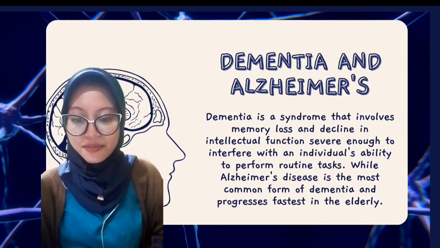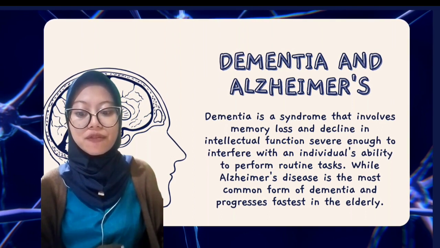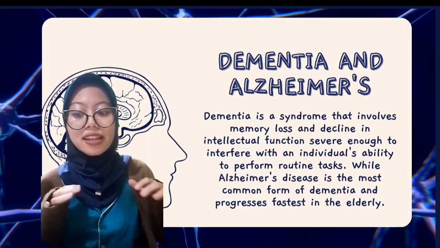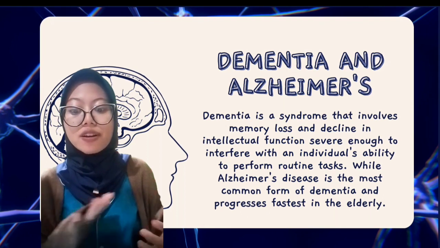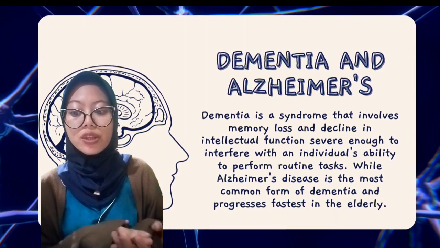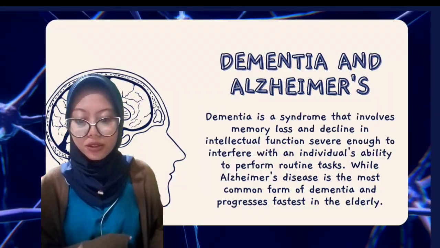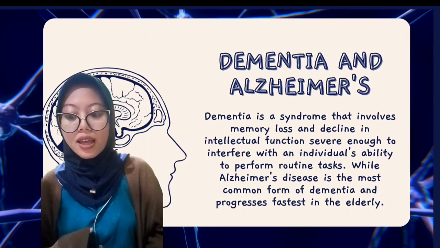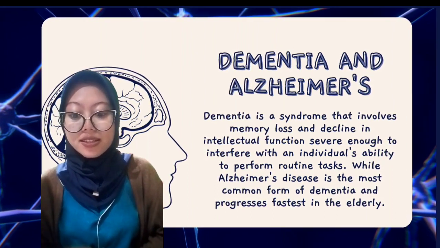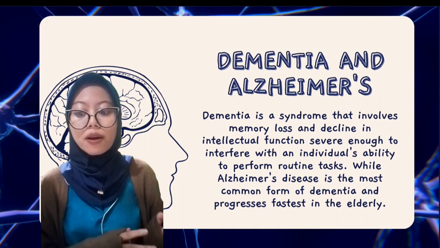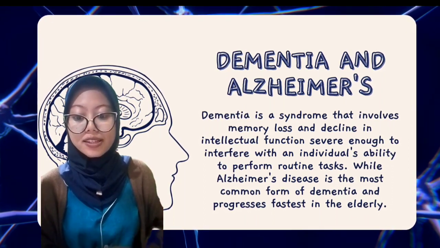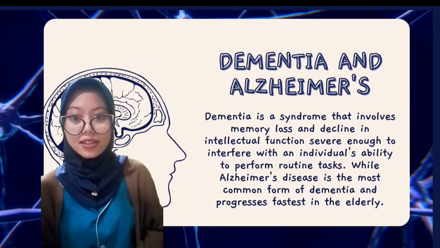Dementia and Alzheimer's. Dementia is a syndrome that involves memory loss and decline in intellectual function, severe enough to interfere with an individual's ability to perform routine tasks. While Alzheimer's disease is the most common form of dementia and progresses fastest in the elderly.